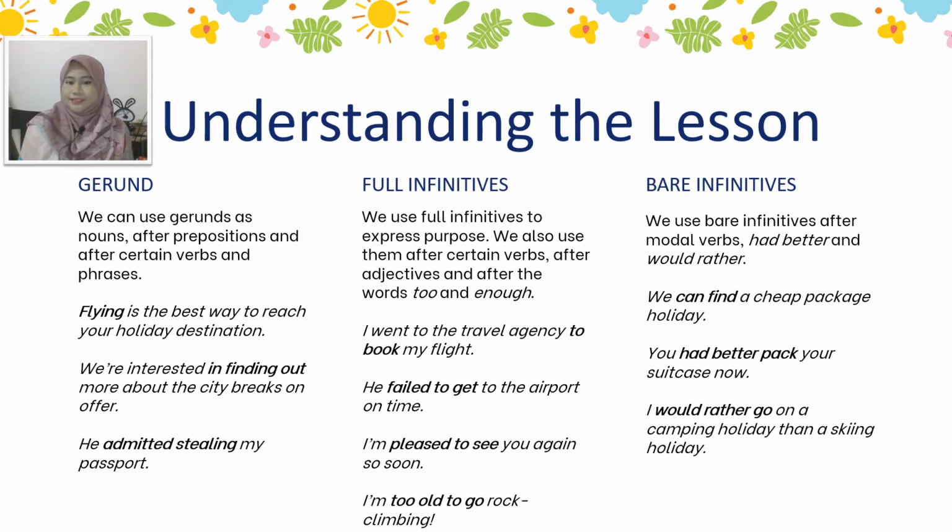Alright, understanding the lesson. I have mentioned before that we are going to learn about gerund and infinitives. And there are two types of infinitives, which are full infinitives as well as bare infinitives. So we'll start with gerund first. The form of gerund is verb plus ing, so it becomes a noun.